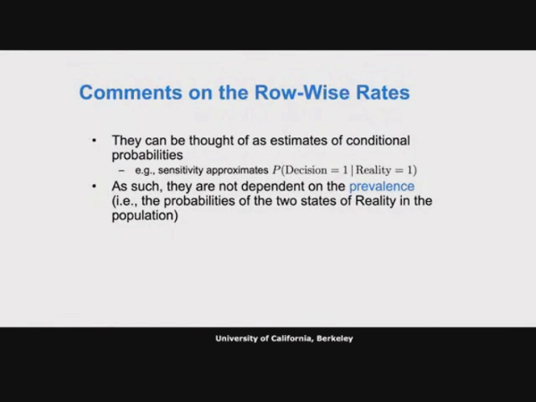Okay? So these are not dependent on what's called the prevalence, which is the probabilities of the two states of reality. We're just looking at all the people who have coronavirus, and saying if you have coronavirus, what's the probability that we detect it? That's your sensitivity. It has nothing to do with the number of people who have coronavirus. It's just, if you have coronavirus, what's the probability we detect it?